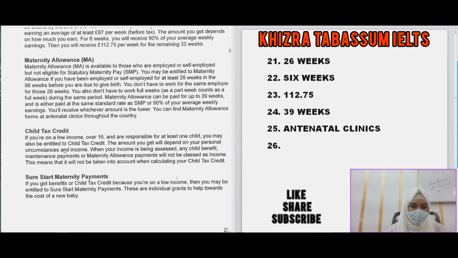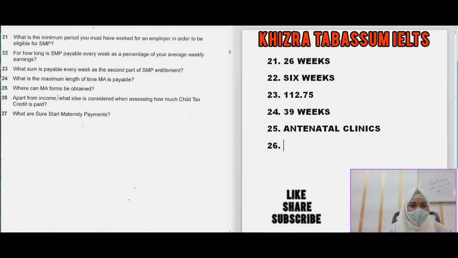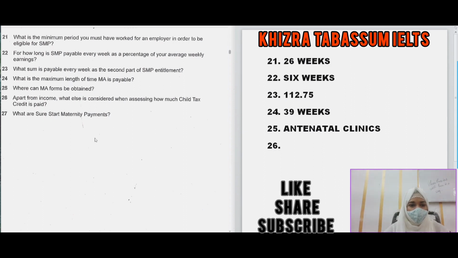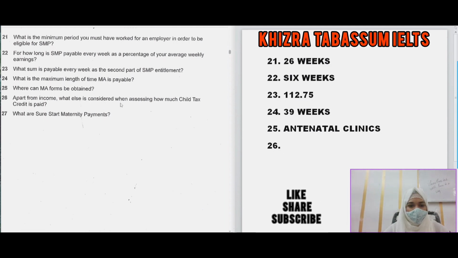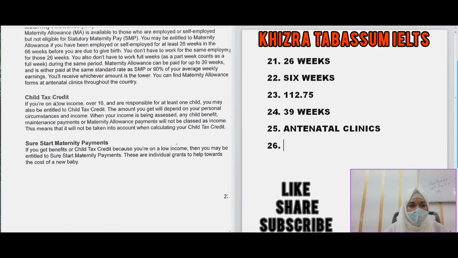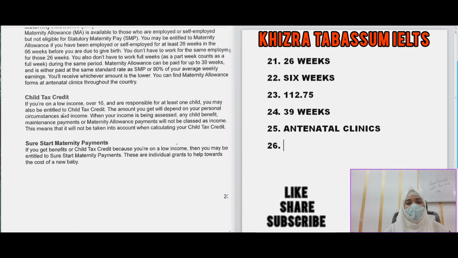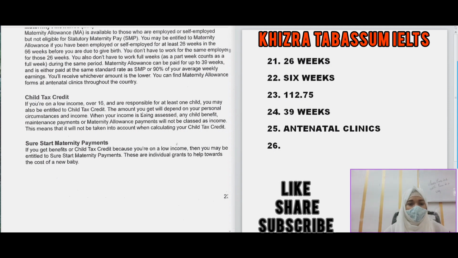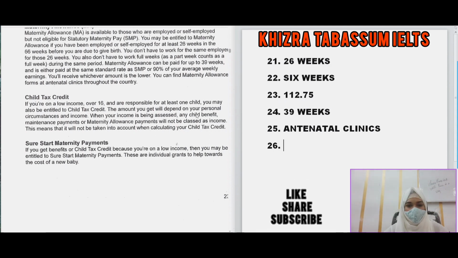26th one. Apart from income, what else is considered when assessing how much child tax credit is paid? Apart from income, what else is considered? Okay, child tax credit. If you are on a low income, over 16, and responsible for at least one child, you may also be entitled to child tax credit. Those who have lower wages. The amount you will get depends on your personal circumstances and income.